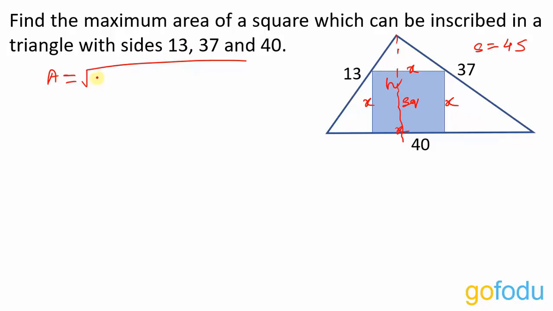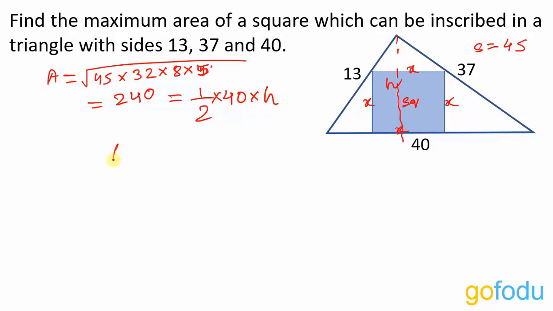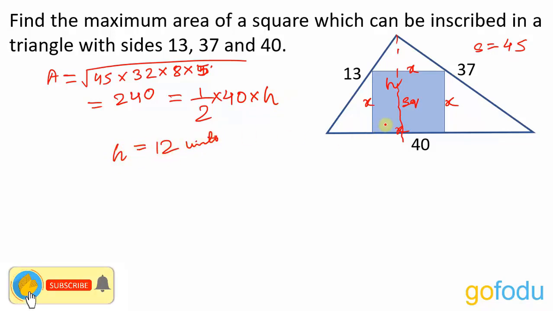So area will be root of 45 into (45 minus 13) is 32 into (45 minus 37) is 8, into (45 minus 40) is 5. And this will come out to be 240 square units, which will also be equal to half of base into height. We can get the value of h as 12 units. So h is 12 units.